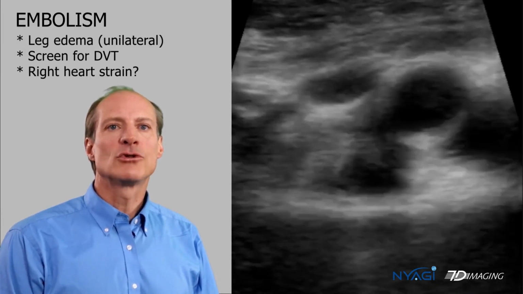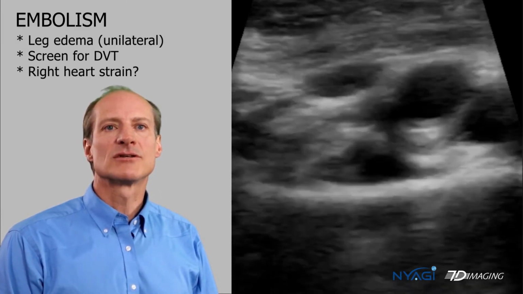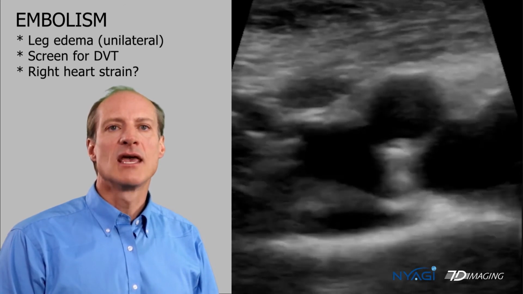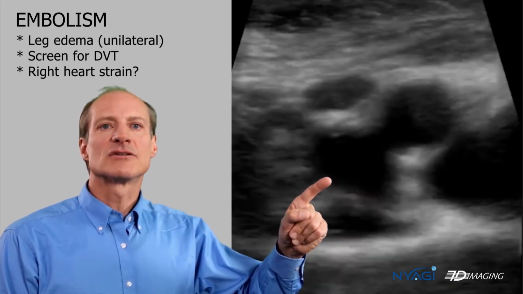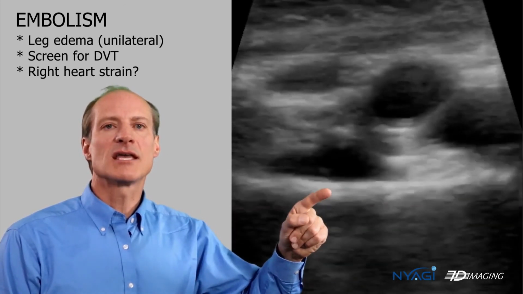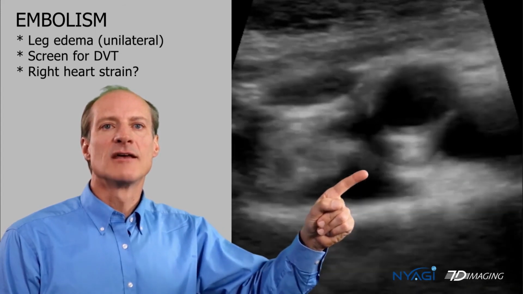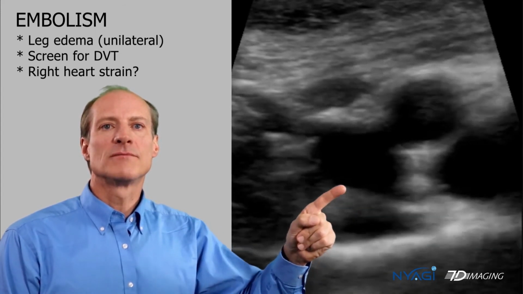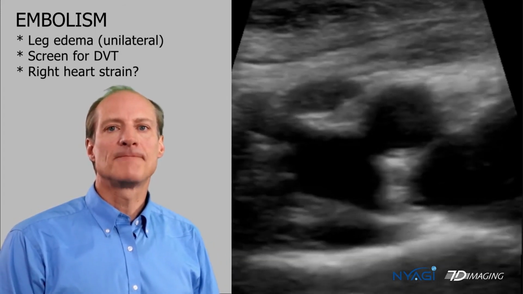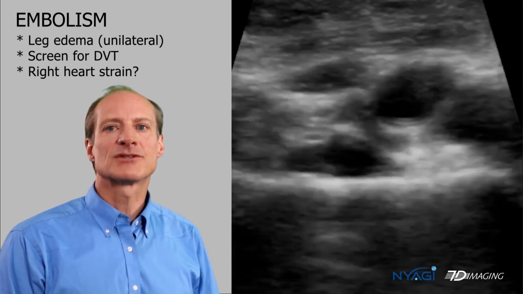However, if you look at the blood vessels in the groin or behind the knee, you may see blood vessels that do not compress. In this case, you can see a compressible vein right here, which rules out a clot in that vessel.